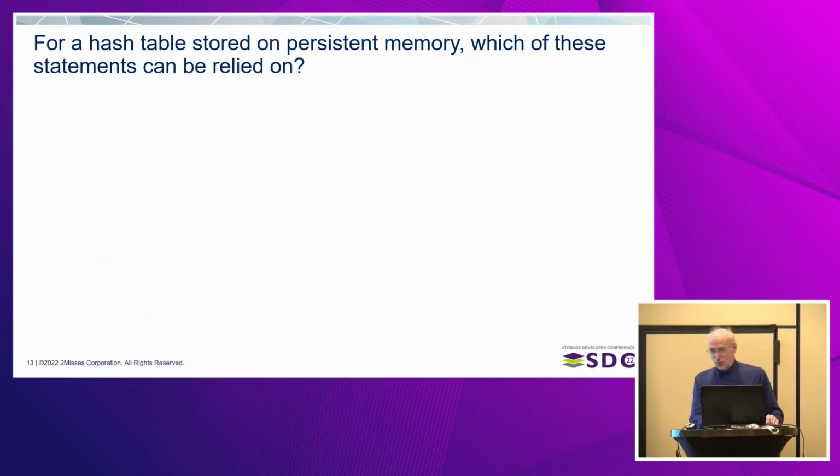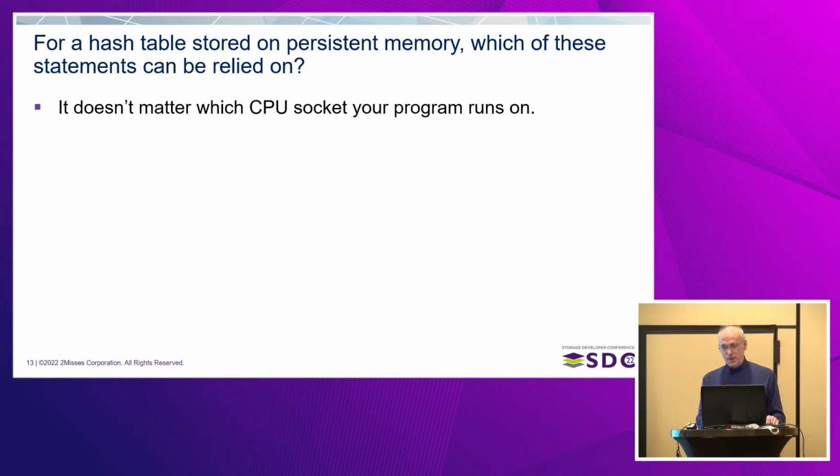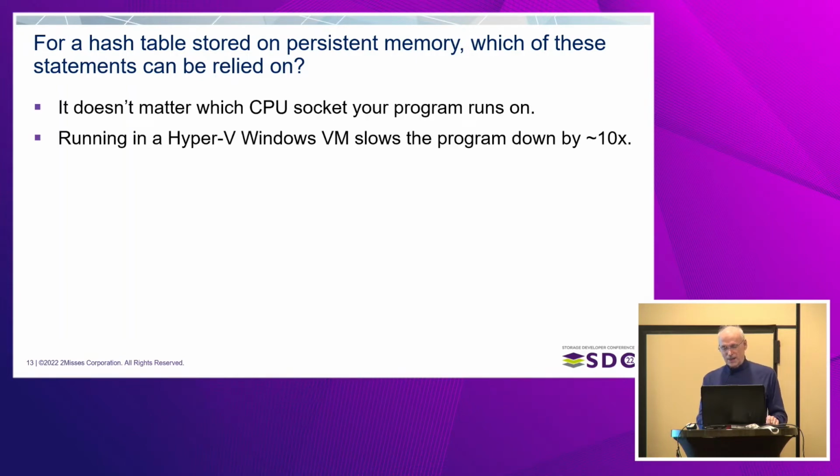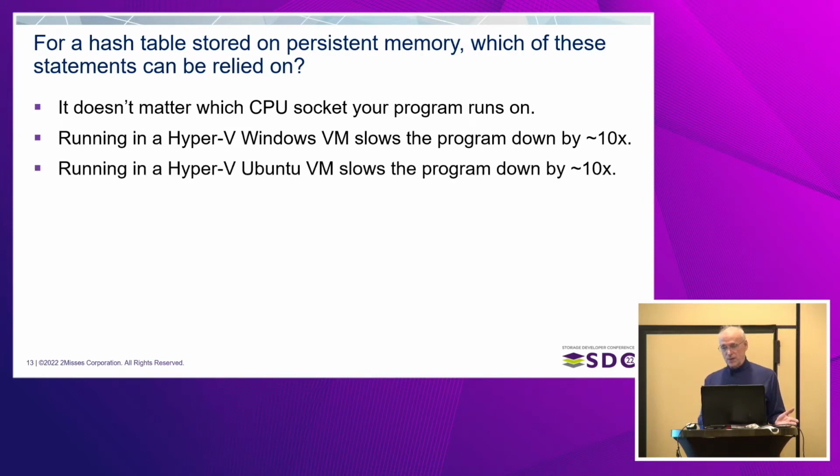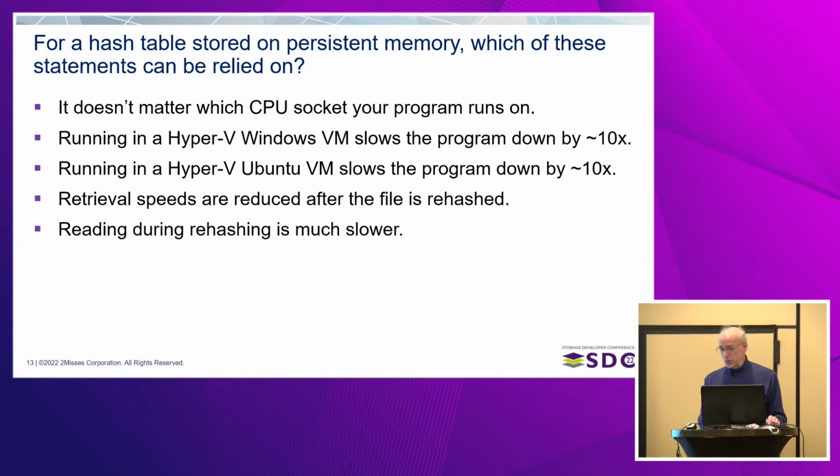So here's a little quiz. I'm going to give you a bunch of statements and you'll tell me, I guess I can read them. Doesn't matter which CPU socket your program runs on. Is this true or false? You lose 90% of your performance roughly with a Windows Hyper-V VM. Retrieval speeds are reduced after the file is rehashed.